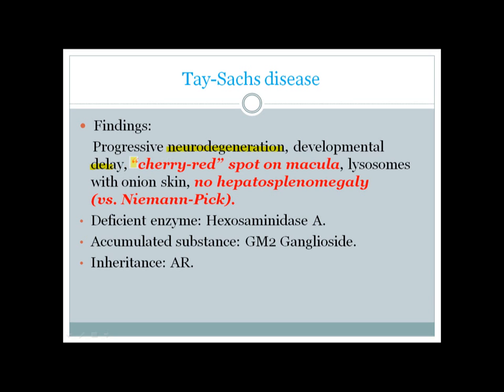And very importantly, those patients have cherry red spot on macula and lysosomes with onion skin. And most importantly, those patients do not have any hepatosplenomegaly. So as I previously mentioned, Niemann-Pick disease also has cherry red spot in macula, but Niemann-Pick disease patients have hepatosplenomegaly. The deficient enzyme is hexosaminidase A.